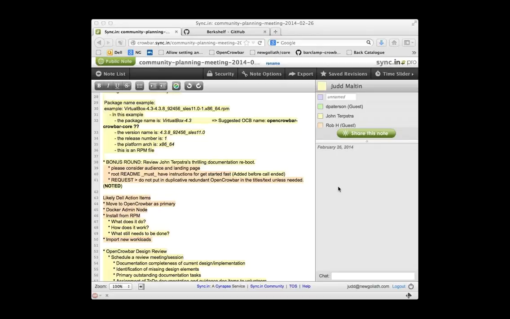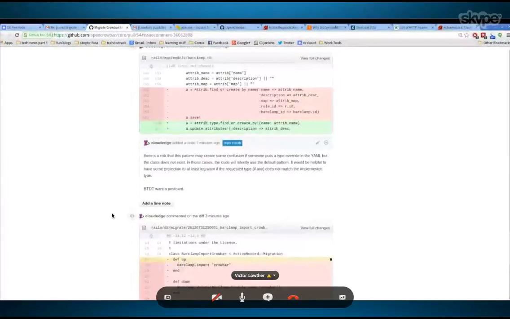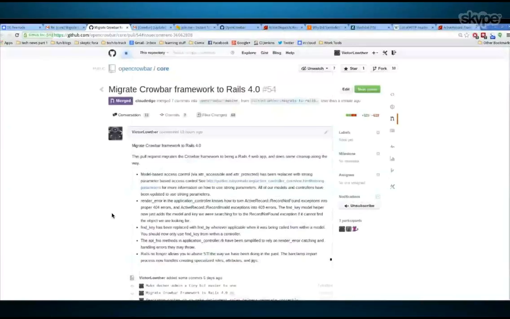And let's go full screen. Yes, and go. All right, can folks see that? Okay. Oh, and it just got merged. Yay. Okay.